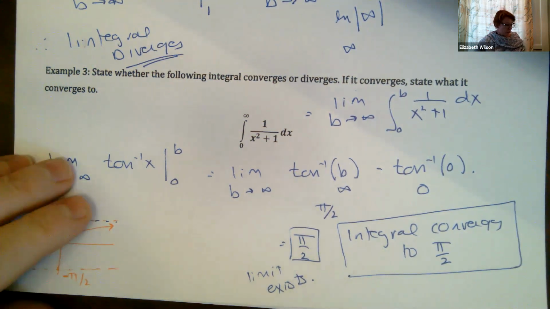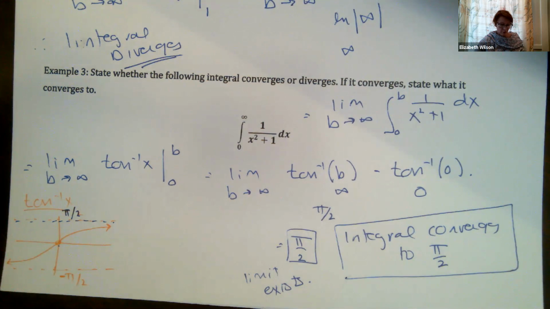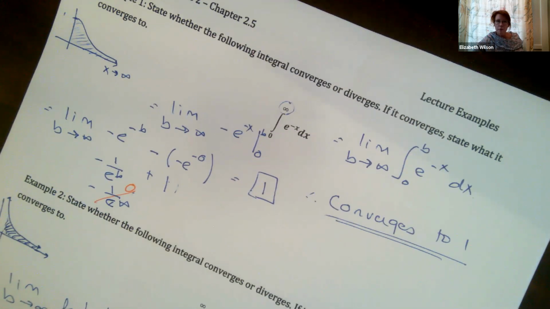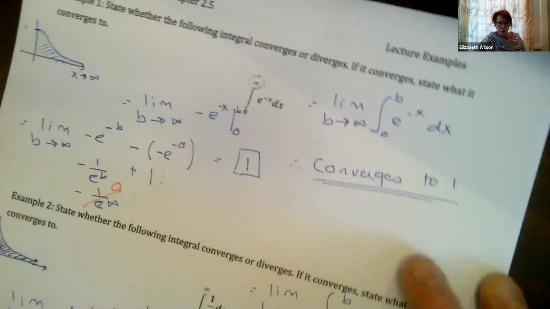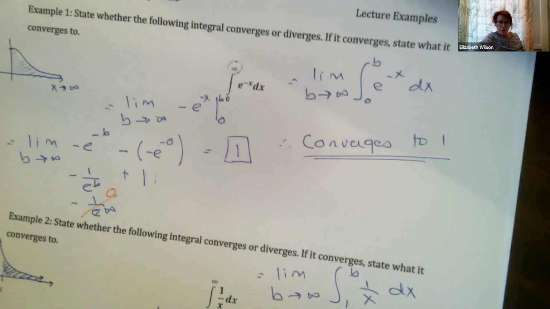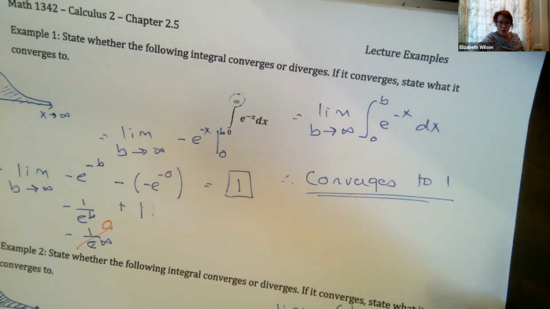Okay, I think I've got time for one, but the next one's kind of a long example. So I think maybe what I'll do is stop here and we'll pick it up tomorrow. We'll finish off the examples for 2.5 tomorrow, and then we'll start 2.6, and then we'll take our quiz tomorrow.